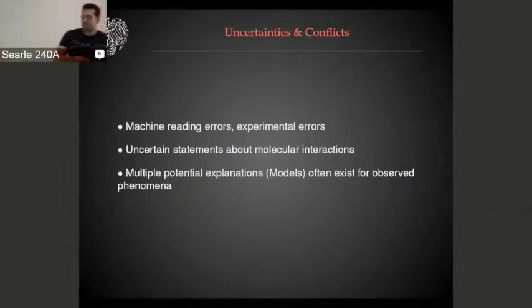So again, it's probably just a repetition, but conflicts arise from many different sources. It's hard for computers or machines to read papers written in human languages. There's also experimental errors. And sometimes nobody knows. The researchers do not know what the underlying molecular interactions are. So essentially, the best we can do is guess. So that is also something that's there.